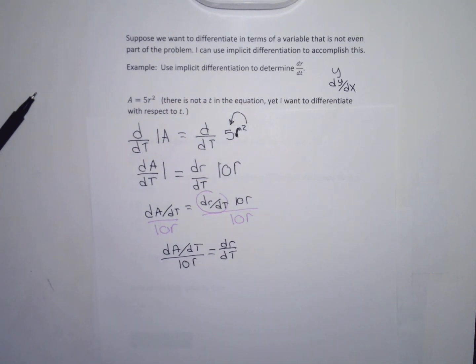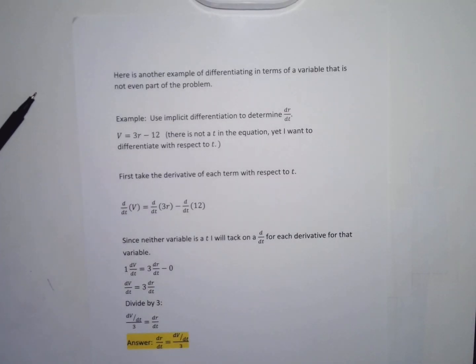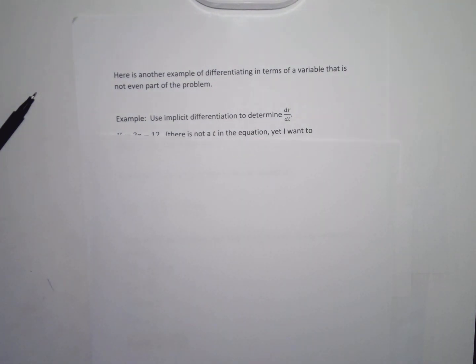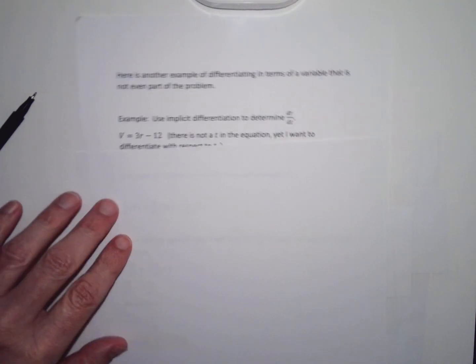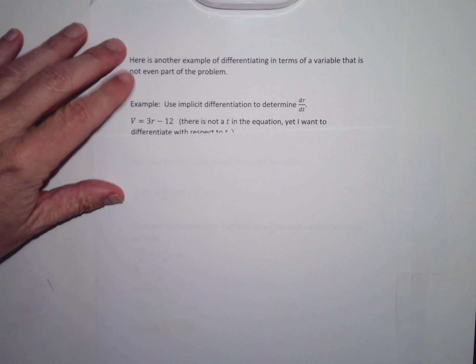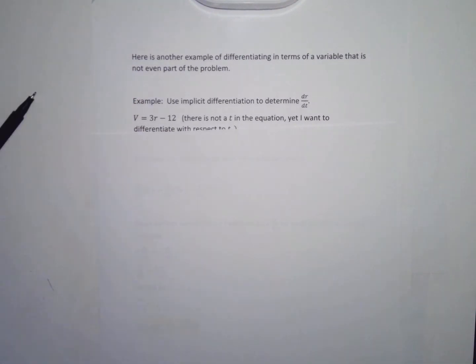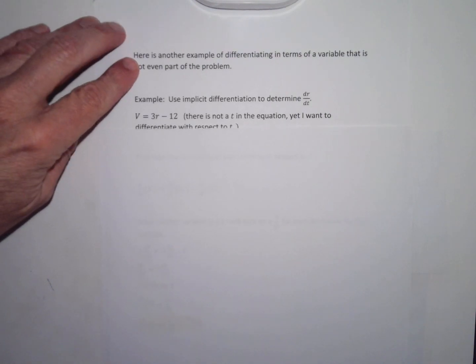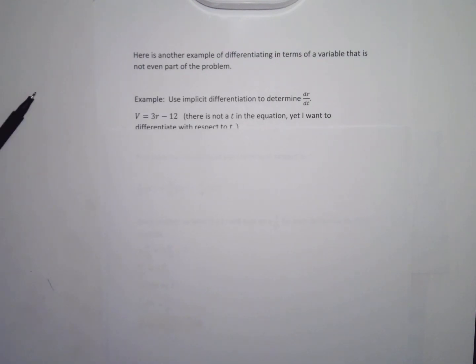Let's do another one of these d/dt's because they're important derivatives in section 4.4. So same deal. I'm giving you a function. I'm asking you to find dr/dt. So even though there's not a t in the problem, I could still find a derivative with respect to t by using implicit differentiation. I do the derivatives normally.